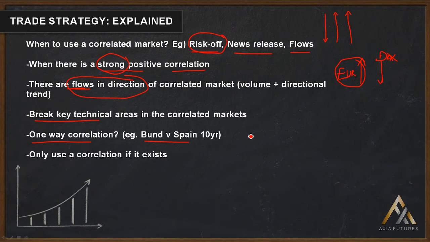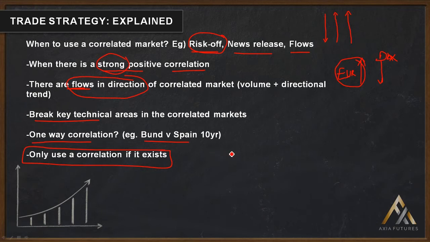Okay, so make sure sometimes a correlation doesn't exist in both directions, and I'll show you again what that looks like. If you look at gold and treasury yields this year, there's been a strong correlation both up and down. If you look at the Bund versus Spain this past week, the correlation only exists in one direction. Okay, so the crux of it, guys, don't get too overwhelmed. I'll show you what I mean on the charts, but the crux of it is that you only use a correlation if it exists. Okay, that's the key.